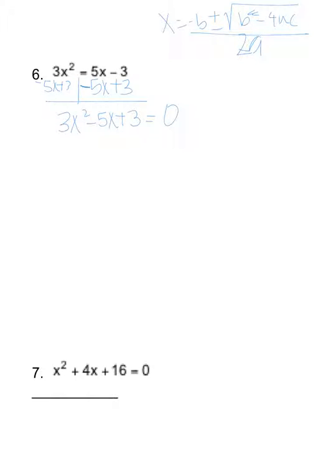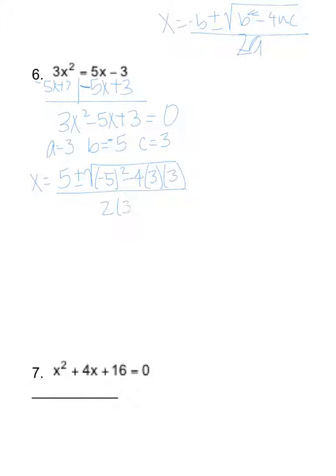Okay, so we have a is 3, b is negative 5, and c is 3. Okay, so plugging in, we have x equals the negative of b, and b is negative 5. So that will make it positive 5 plus or minus the square root of negative 5 squared minus 4 times a times c, all over 2 times a.